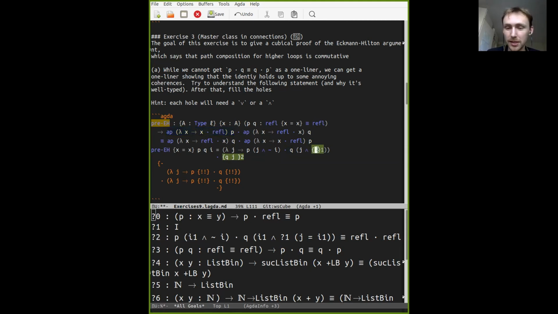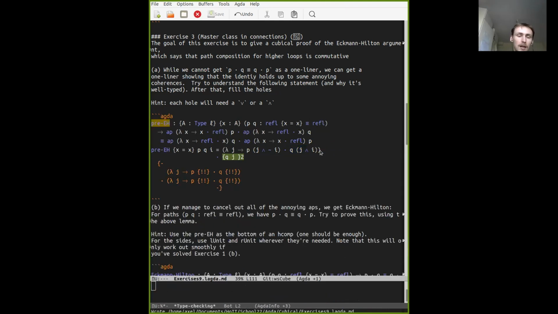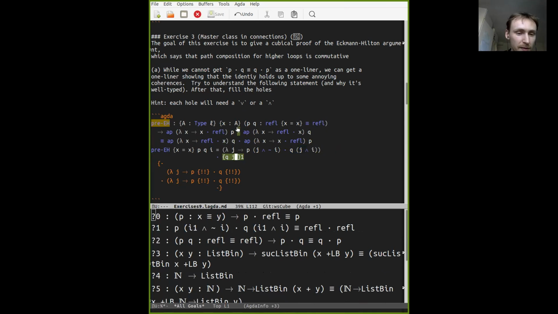So our only option here is actually to put an I, because when I is 0, the whole thing here reduces, and we get precisely pj composed with refl. Okay, so that's our only option. And also, again, you can just try both and see which one works. Okay, so that handles the path from this one to this one.